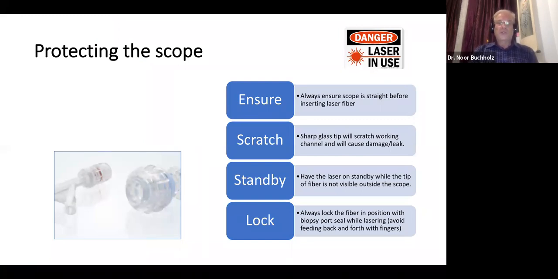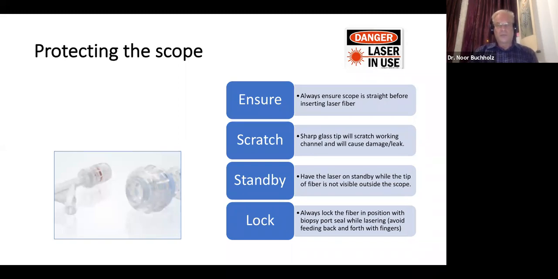Now, always ensure your scope is straight before you insert the laser fiber. Remember the electron microscopic picture: the fiber is razor sharp. If you have the least resistance, make sure on X-ray that your scope is straight, so that you do not scratch around the corner.